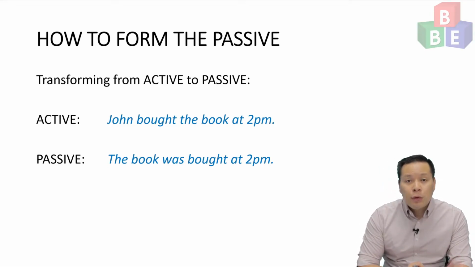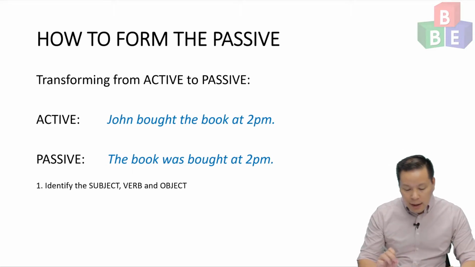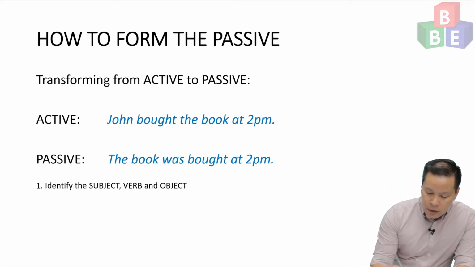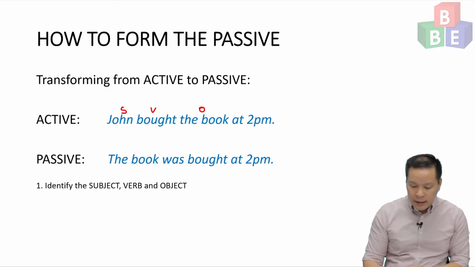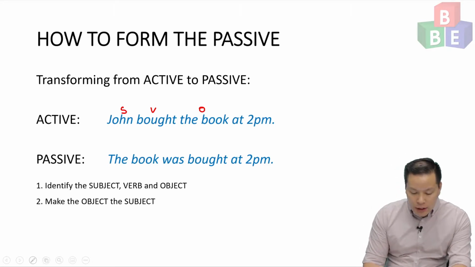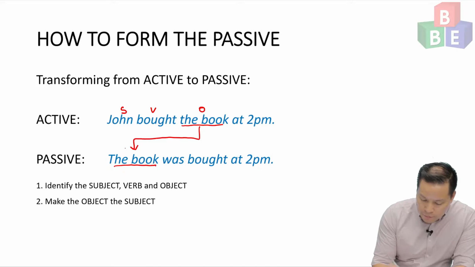There is a very, very simple process that you can follow to be able to transform any active sentence to a passive sentence. Step 1. Identify the subject, the verb, and the object. In this case here, John is the subject, it's before the verb. The verb is bought. The book is the object because it experiences or receives the action. Everything else is extra information. 2. Make the object the subject. So we take the book and we put it into the subject position of our new sentence.